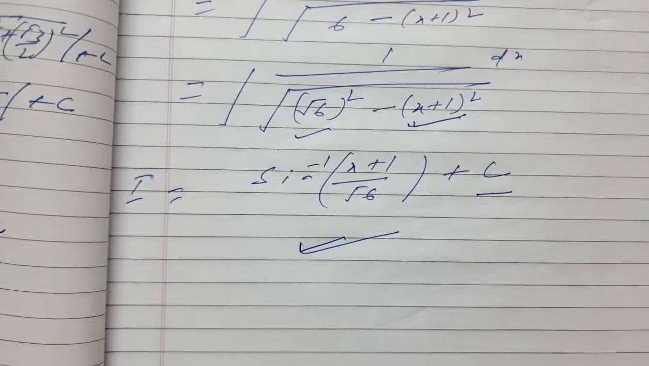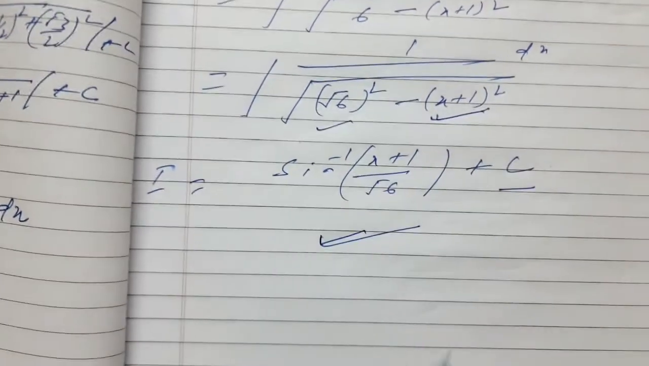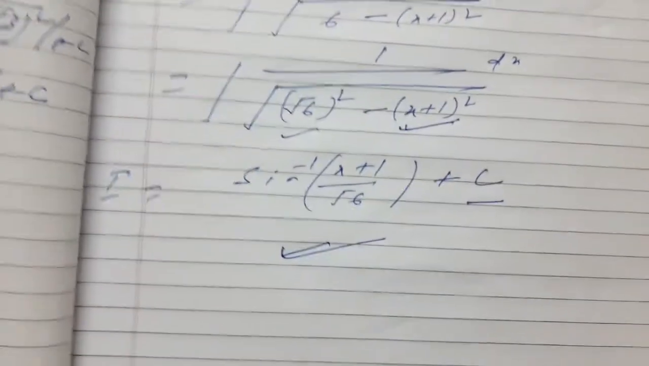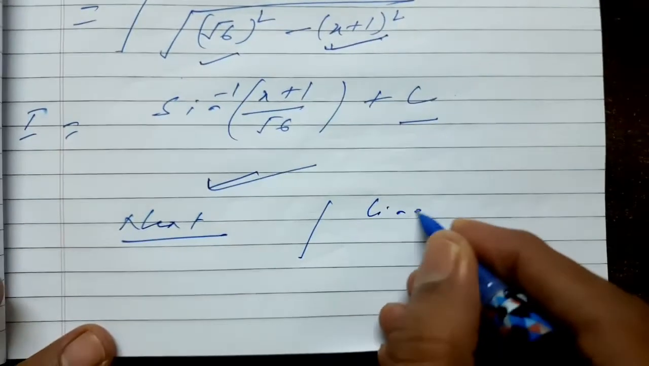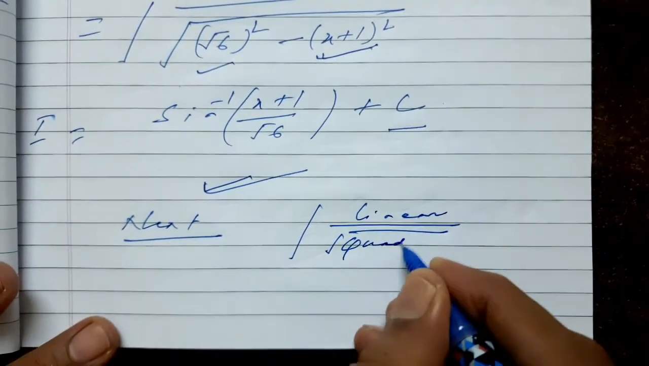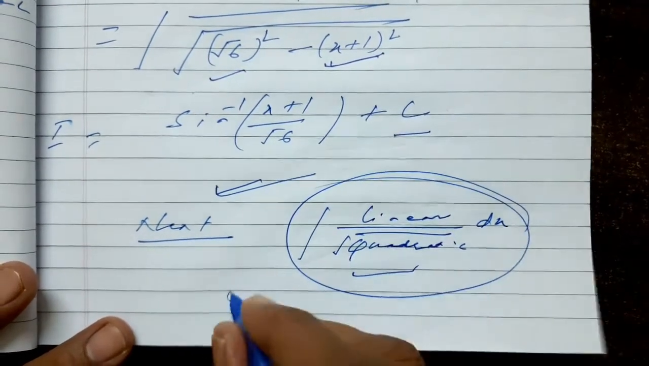Hopefully you people will do that, and definitely after discussing this, we'll have a few more concepts, a few more integral models, that we'll discuss in the next class. In the next class, we will discuss the model linear upon root under quadratic. That model we have to go for, but today I am not going to discuss this one. This model we will take up in the next class.